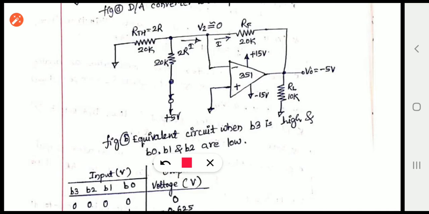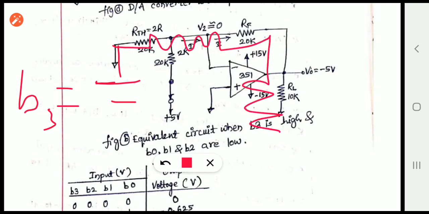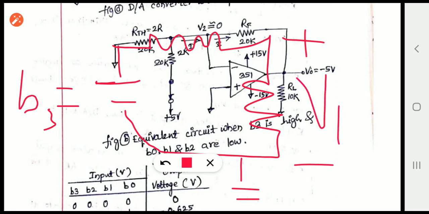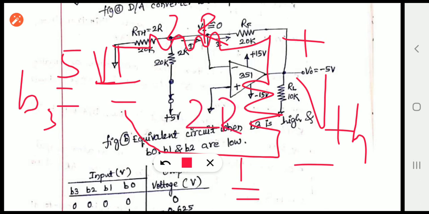So this is 5 volt, nothing but B3 which I have used, that is 5. Here the R2 is connected, another 2R which is connected to ground here. We need to find the voltage across this, which is called VTH. So this is B3 which equals 5 volts here. This is again 2R, this is again 2R. So this is the circuit, and for this we need to find the VTH value.